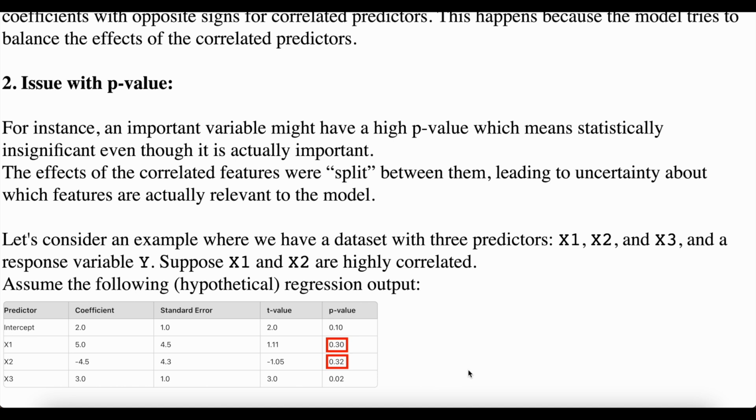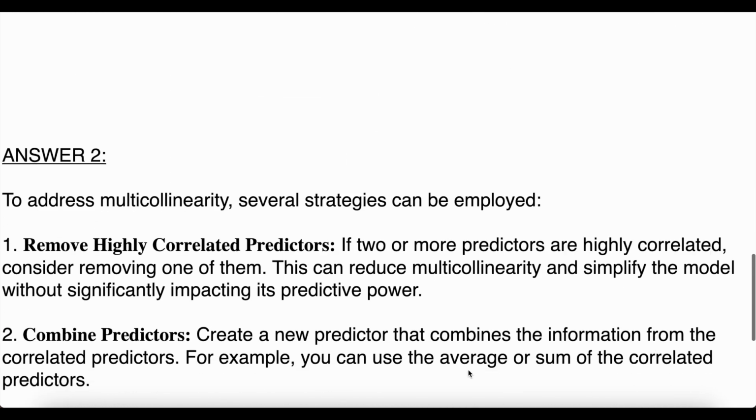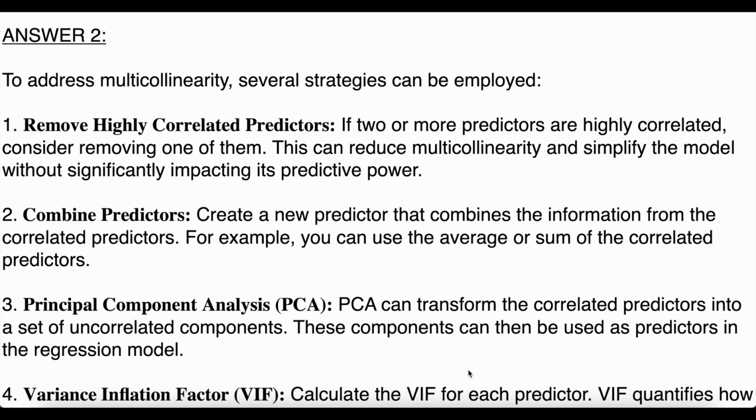Now having understood the problem, how would you deal with multicollinearity? There are multiple strategies which we can deploy. First, we remove the highly correlated feature. In the example above, from x1 and x2, you simply remove one variable and that will solve your problem. Second, you can combine the predictors. For example, you can combine x1 and x2 into x1 plus x2, or x1 times x2, or x1 divided by x2. These things also reduce your multicollinearity.